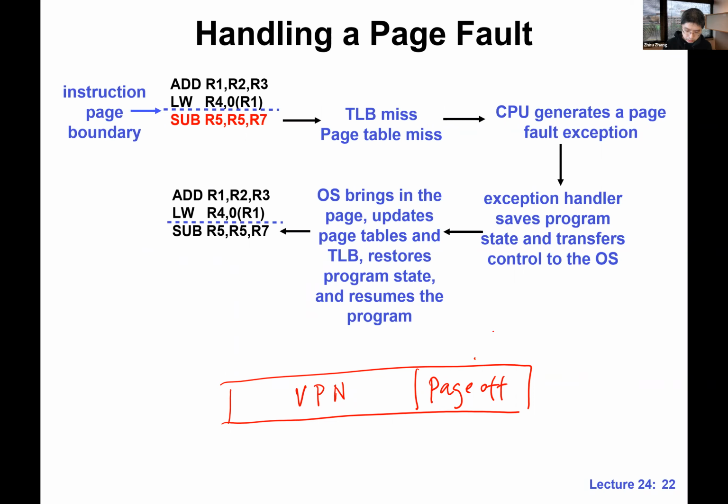And how many bits do we have? Just want to remind you, how many bits do we have for the page offset? We have 4 KB per page, so we have 12 bits, right? And the rest, they are just the VPN.